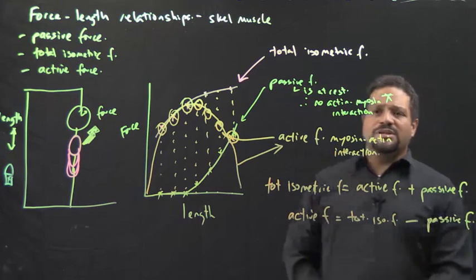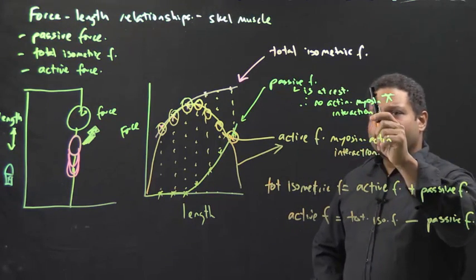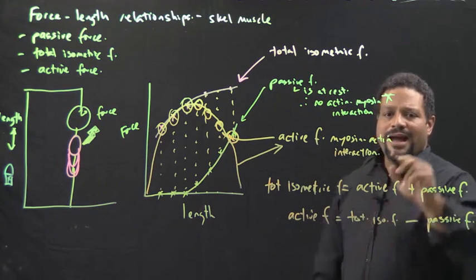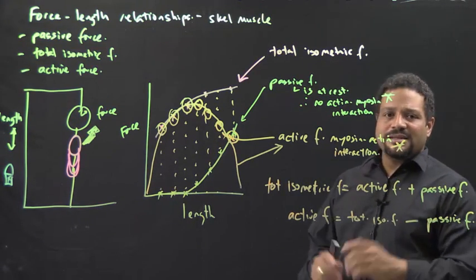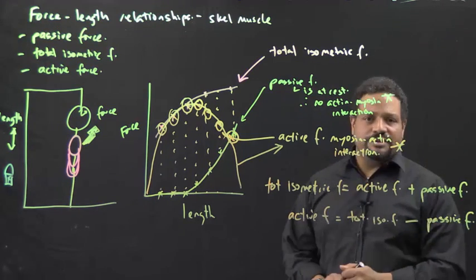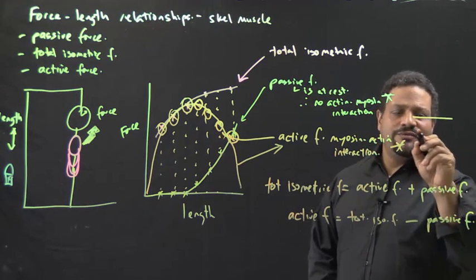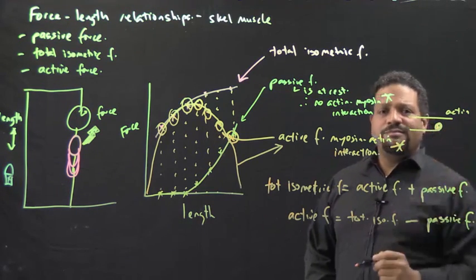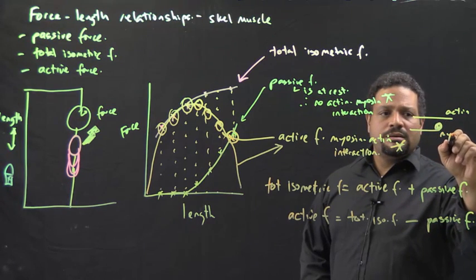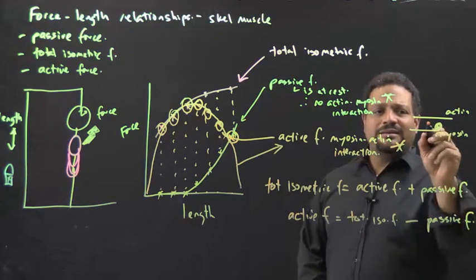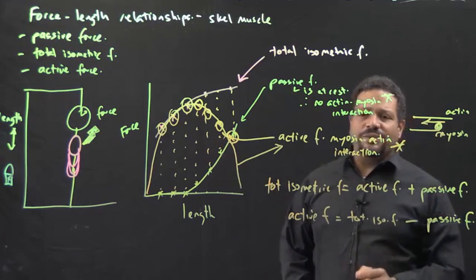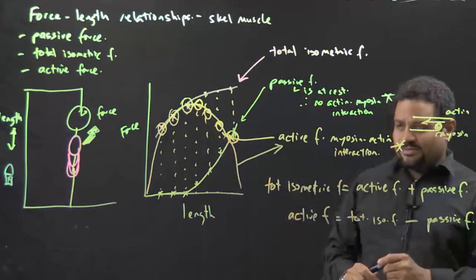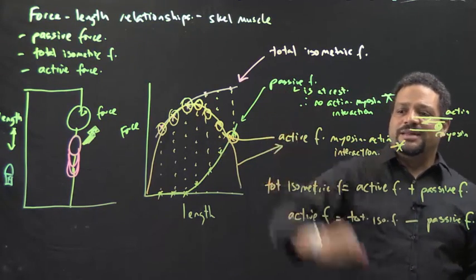It's very important to note that for the passive force, there is no actin-myosin interacting. The muscle is at rest. Active force is when the myosin and actin interact with each other. So you have the thin filament or the actin here, and you'll have the myosin here. The myosin interacts with the actin to generate force. It pulls the muscle that way. That's the active force in between here. And the total isometric force is the sum of the passive and the active force.